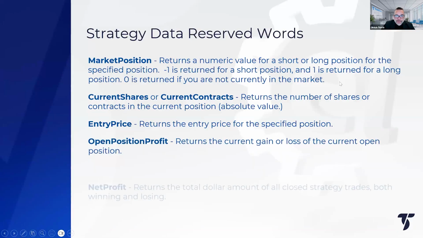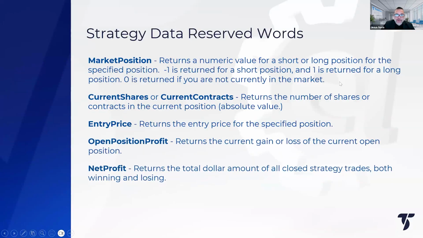Open position profit or net profit are also similar in terms of tracking profitability. Open position profit includes the current open position, and net profit returns the total dollar amount of all closed strategy trades, both winning and losing. So these are words that, again, you can use inside of a strategy. And if you use certain indicators inside of TradeStation, you probably have seen them before.